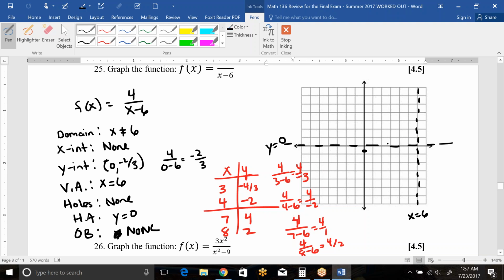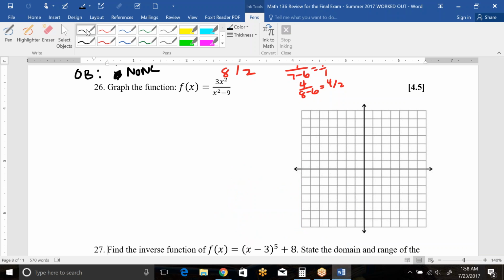So 3, 1, 2, 3. Negative 4/3 is a little bit smaller than negative 1. 4, negative 2. 7 up 1, 2, 3, 4, and 8 would be at positive 2. So what it looks like is that our graph is bounded in the bottom of this part, and then in the top on the other side. And there's our graph.